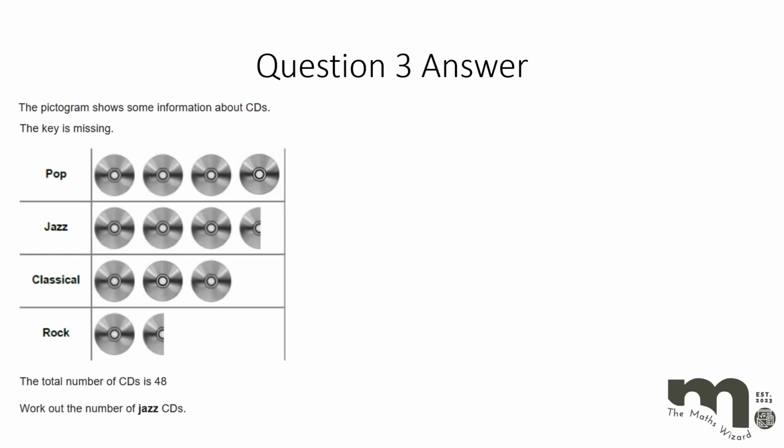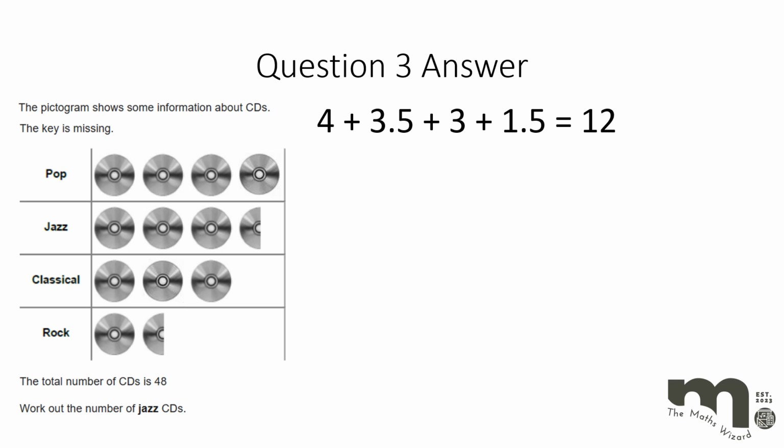Okay, then let's have a look at this step by step. So if we add together the number of circles we've got on each row, we've got 4 for pop, 3.5 for jazz, 3 for classical, 1.5 for rock. So that adds up to 12. So there's 12 complete discs there.